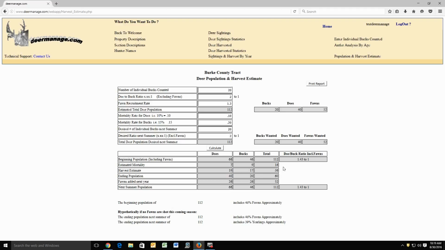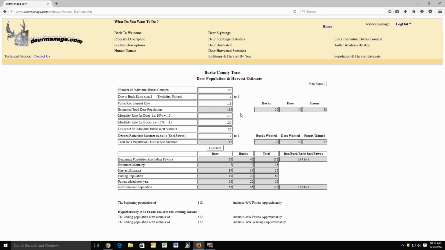So that gives us a total of 52 deer. At least we have 60 deer that are not fawns. But obviously if you're going to shoot 52 out of 60, you're going to have a whole bunch of fawns left and maybe some yearlings. So again, with the high fawn recruitment, you can see how this could cause some big issues.